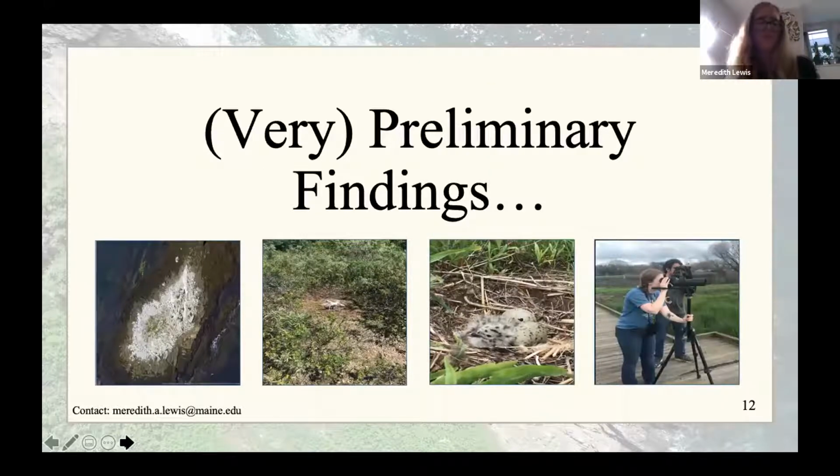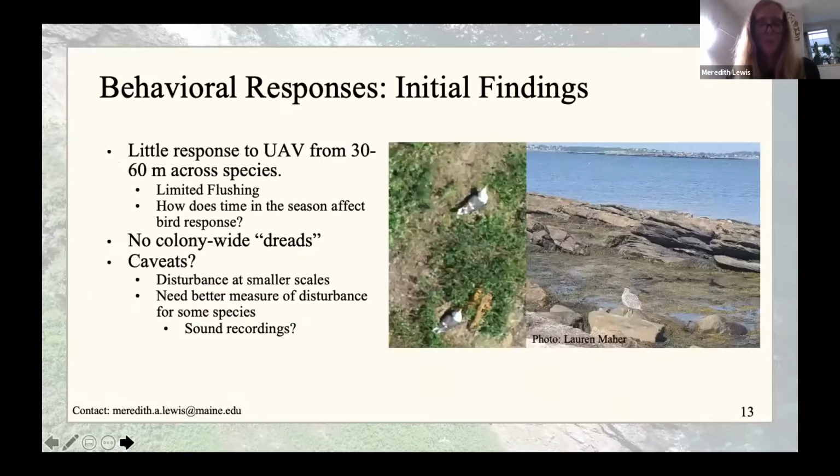So I would like to go into some very preliminary findings with the caveat that we're still working with some of the items that we collected this summer. But with respect to behavioral response, we had very little response to the UAV from 30 meters to 60 meters across species. There were essentially no flushings or limited flights of birds leaving the nest that we could attribute to the drone from our observations, although the video might reveal a slightly different story.